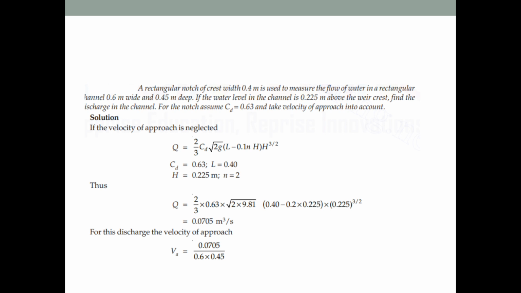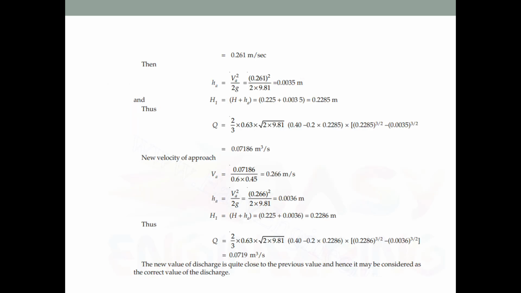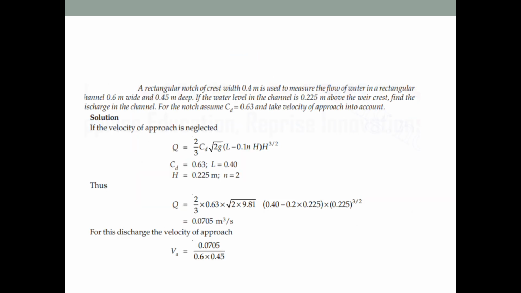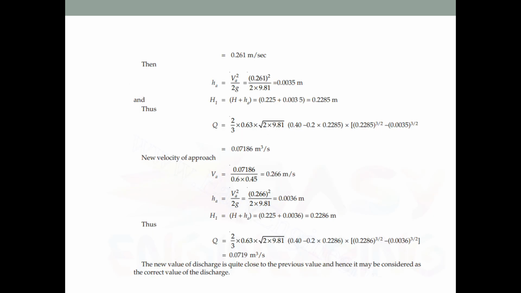As we did in the previous one, I am taking this Q and substituting to find the value. What are the dimensions? 0.6 and 0.45. I'm finding the velocity of approach, V equals Q by area. This is a rectangular notch, so breadth into height will give the area.